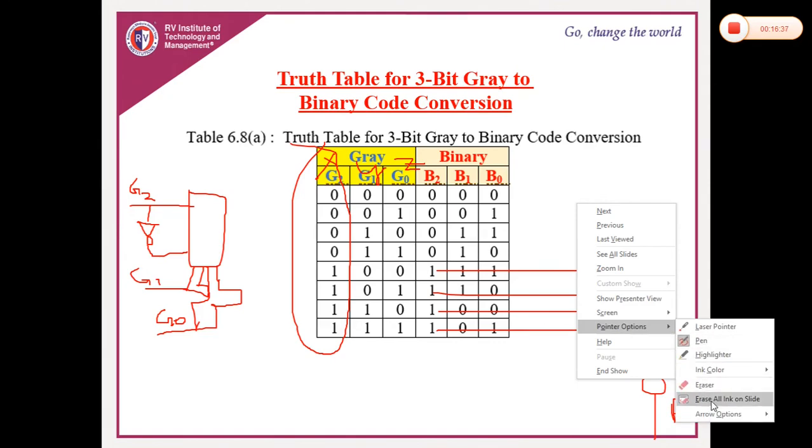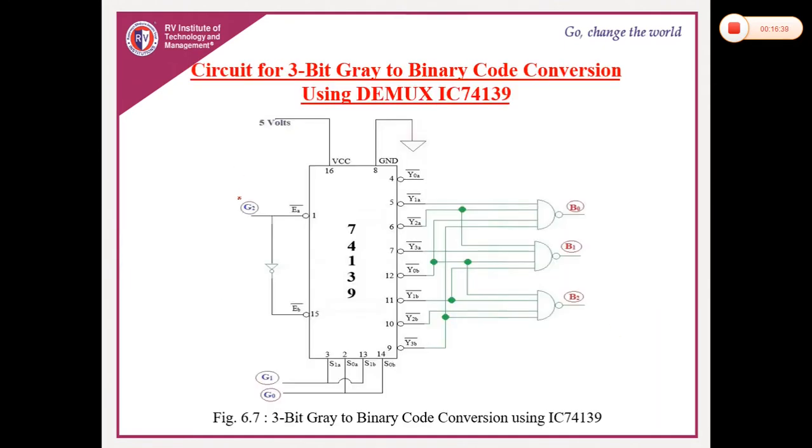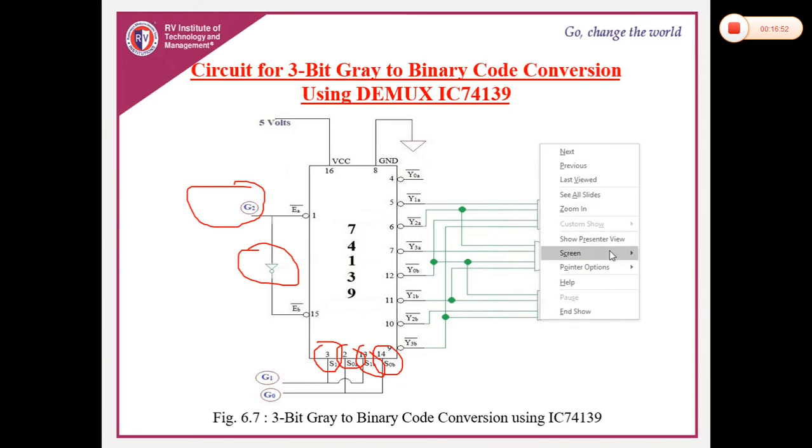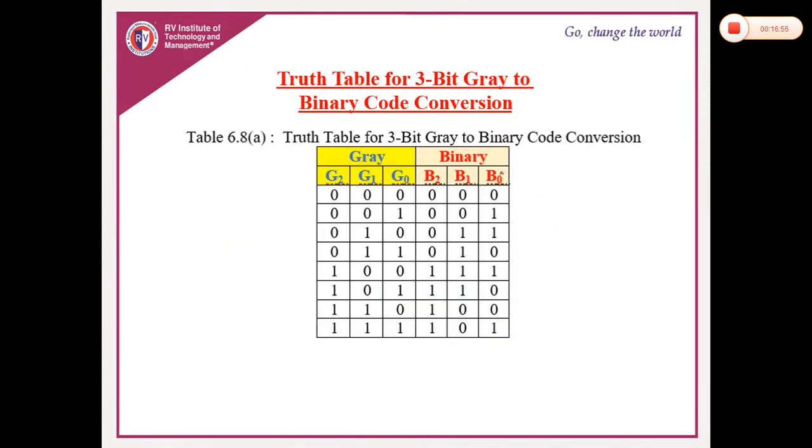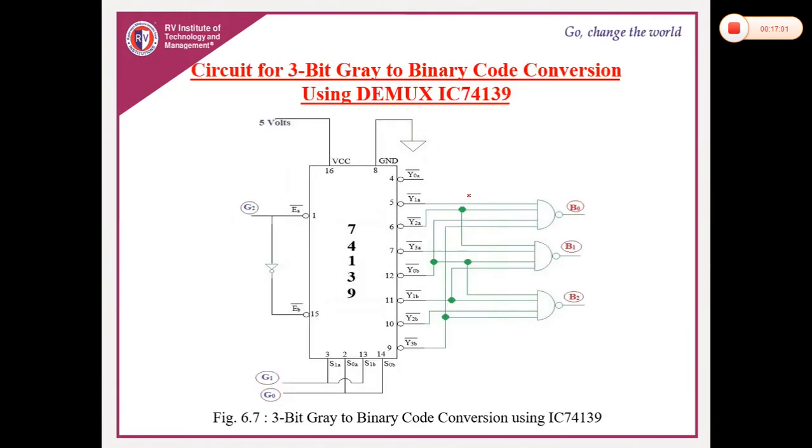So we'll see the same circuit diagram now. Okay, so G2 is connected directly to the enable pin and its inverted form to one more enable pin. G1, S1A and S1B, G0, S0A and S0B. This is all about the input side. Then how about the output side? The output side is as per the truth table. B0 means 0 1 1 0 1 0 0 1. So you just write it here, 0 1 1 0 1 0 0 1. Wherever 1 is there, connect it and you will get B0.